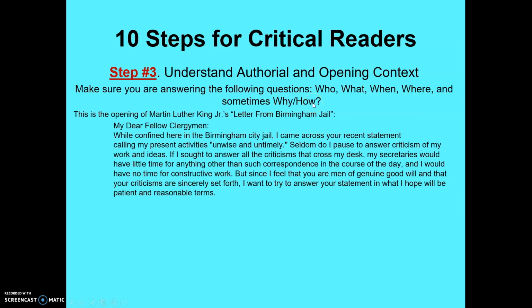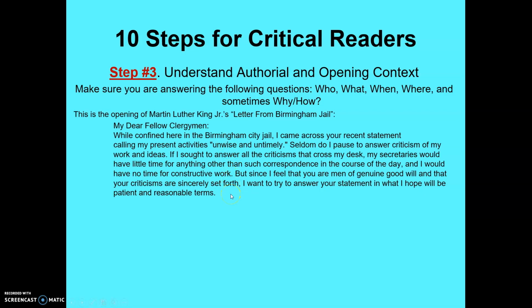So I wanted to give you an example from Martin Luther King Jr.'s Letter from Birmingham Jail. This is just his introduction. I didn't include the full letter. So let's read this together. And notice, if you haven't read this document, there are going to be parts of it that are confusing for you.